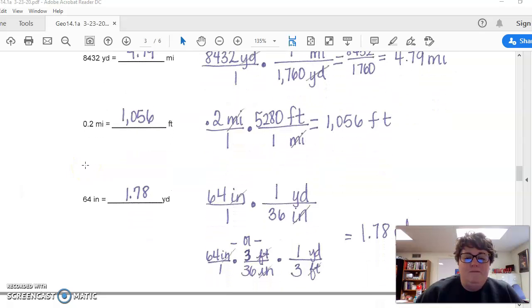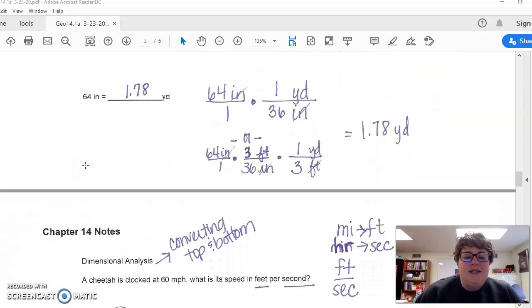Go through there. The last one is 64 inches to yards. There are always multiple ways to do these. With the first one, you can go directly from inches to yards, or with the second one, if you don't know your inches to yards, you can go from inches to feet and then feet to yards. So that's also an option there. To multiply these, you multiply the top, then multiply the bottom, and then divide the top by the bottom.